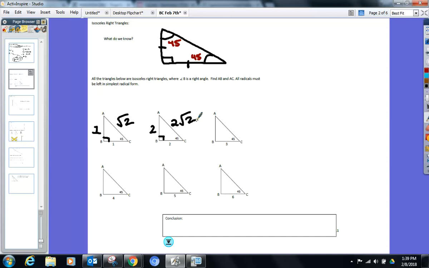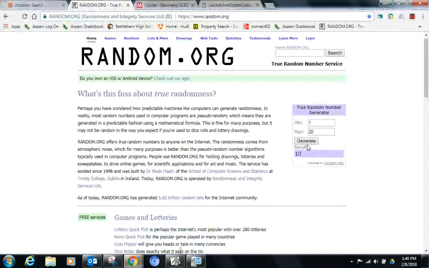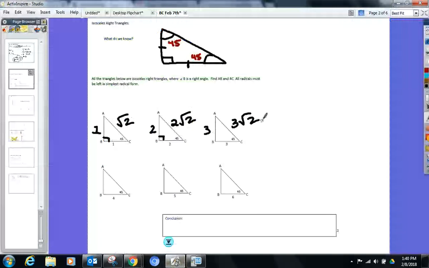What's the other leg? 3. Go ahead, do Pythag to see if our prediction might be right or wrong. What is that third side? 3 radical 2. So do we see the relationship between the sides if the triangle is a 45, 45, 90?